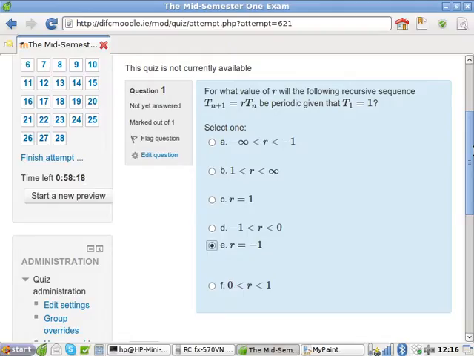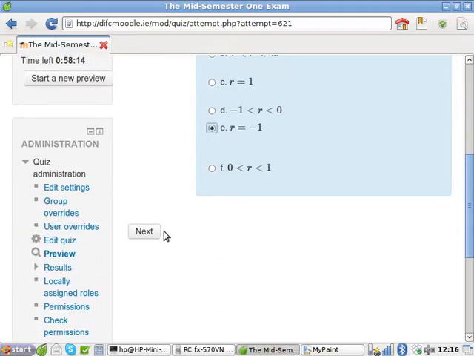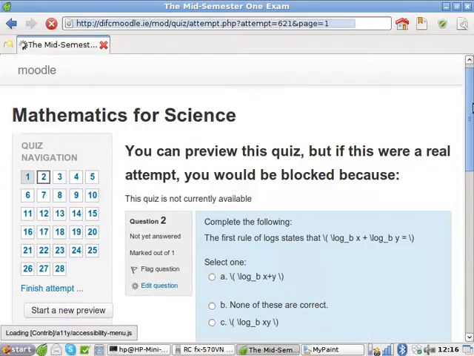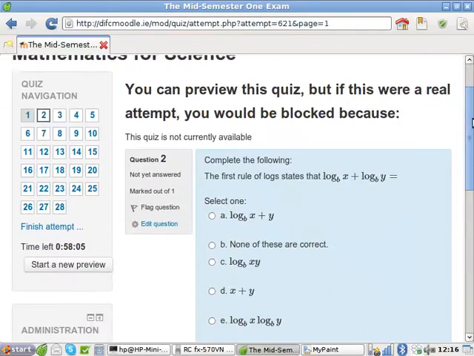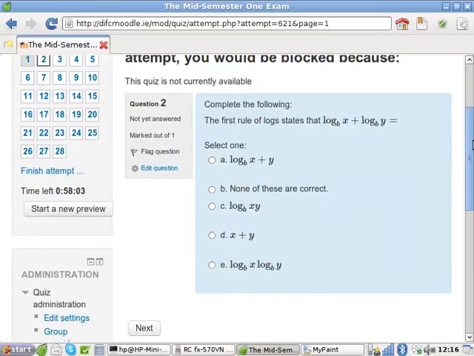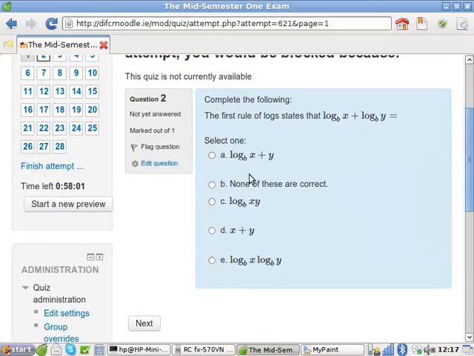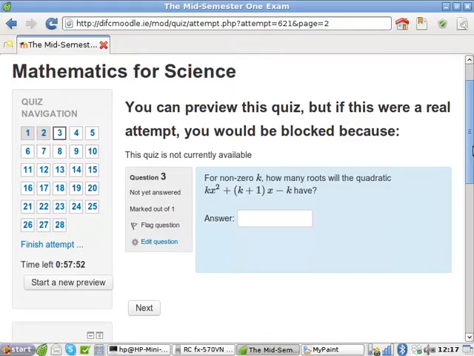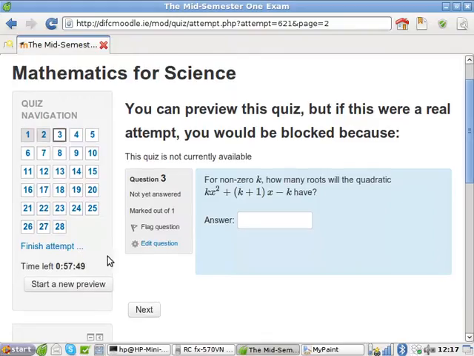Alright. Okay, can I continue? Yep. Okay, let's see what I get next. Connection lost. That's what happened. No, it's okay. The first rule of logs states that log x plus log y is log xy. How long have I been doing this test for now? 57 seconds. Oh no, 50. Okay, this is the time left.